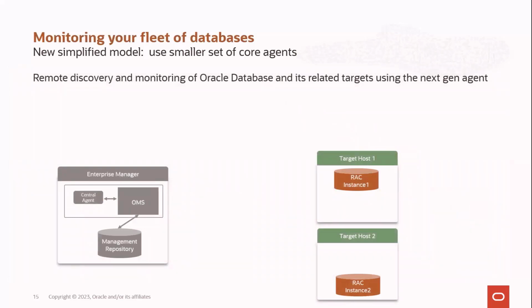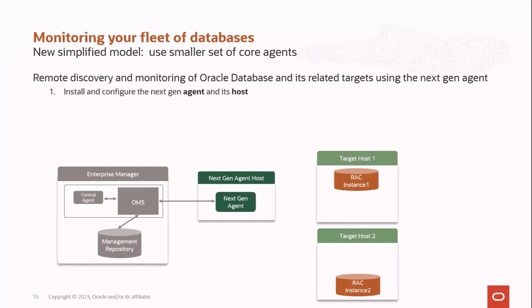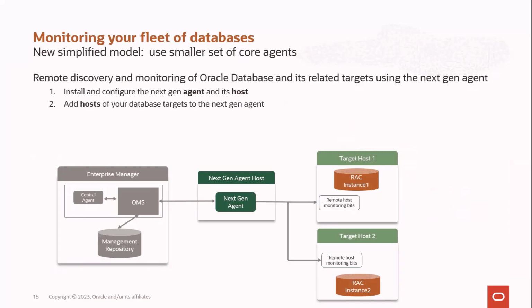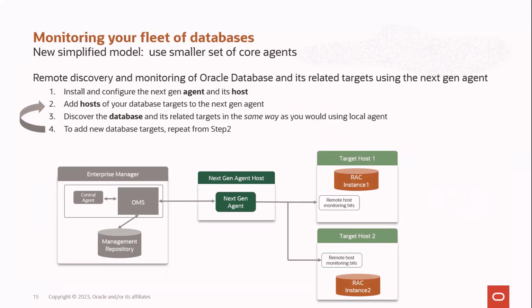Here's a high-level overview of the new process. First, you'll install and configure our next-generation agent, which also discovers its host. Next, using this agent, add the hosts of your database targets. For example, if you have a 2-node rack, you would add both nodes of the rack. Then discover the database and its related targets in the same way that you would do so if you were using a local agent. If you needed to discover additional database targets, simply repeat from step 2.